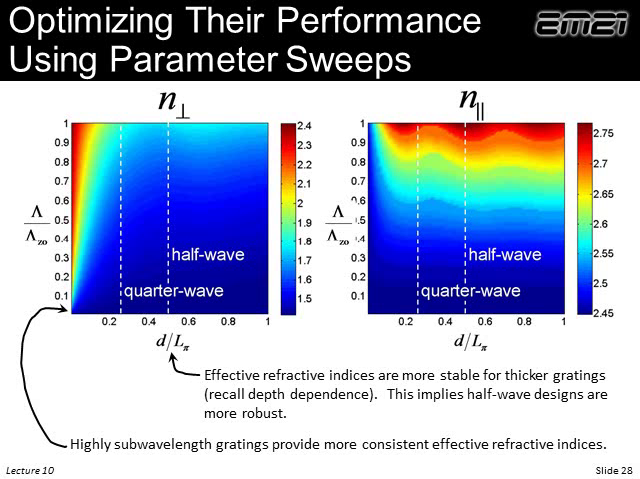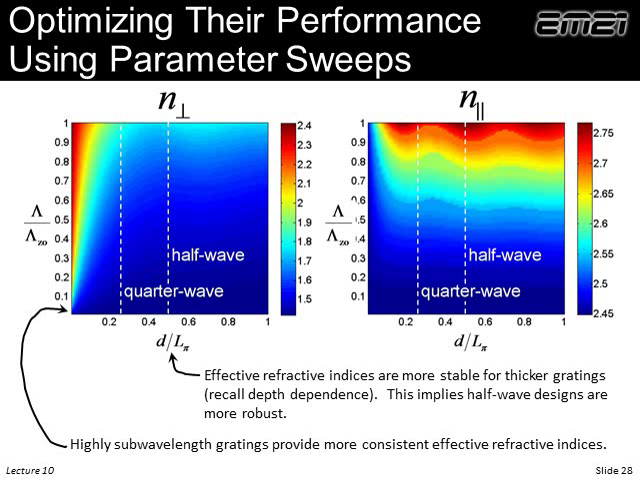So we can analyze these things with our models and get some rigorous solutions. I'm not going to spend a whole lot of time on this slide other than that there's two important conclusions here. The thicker the grating, the more stable our effective refractive indices. That made sense. Remember when we talked about thinner, shallower gratings, the fraction of power actually outside the grating becomes more significant. So the thicker the grating, the less significant that is, the more stable a device we can design.